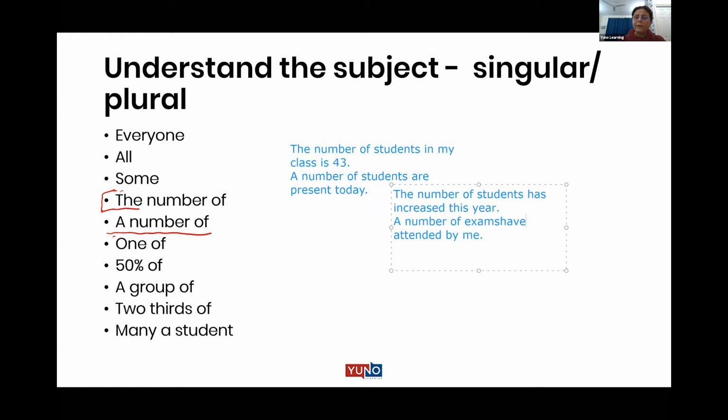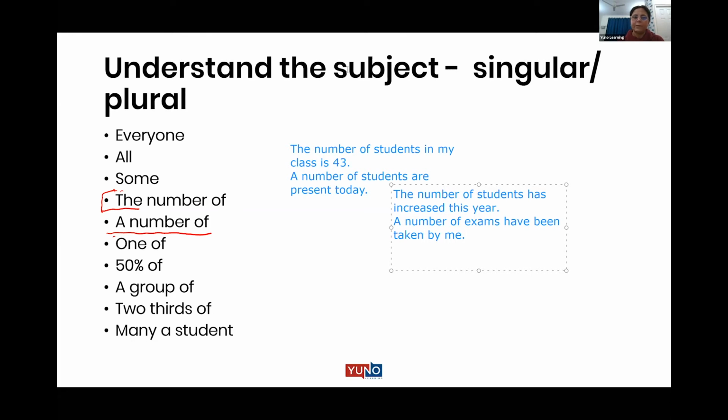Now you do not attend exams. You attend classes. You take exams. So a number of exams have been taken by me, or I have taken a number of exams, right? So it should be have been, not attended. We don't attend the exams, we take the exams. If you were to put it this way, a number of classes have been attended by me. So classes are attended. So the number is singular, a number of is plural.